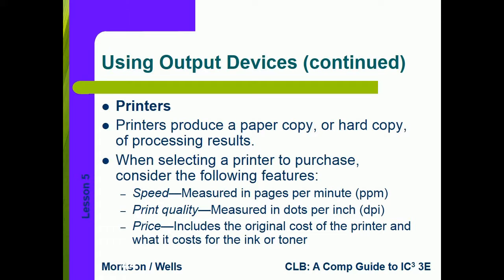Using output devices, continued. 44. Printers. Printers produce a paper copy, or hard copy, of processing results. When selecting a printer to purchase, consider the following features. Speed, measured in pages per minute, ppm. Print quality, measured in dots per inch, dpi. Price includes the original cost of the printer and what it costs for the ink or toner.